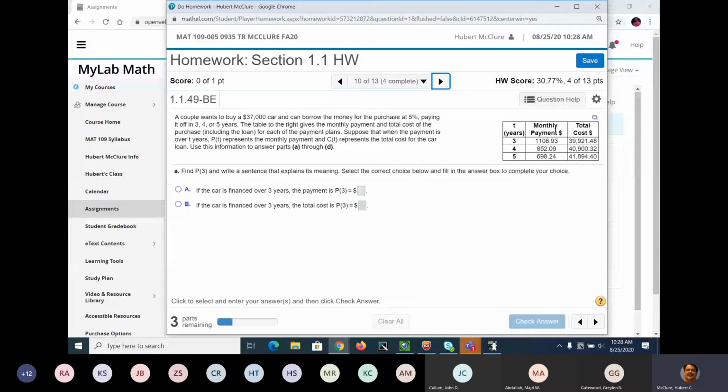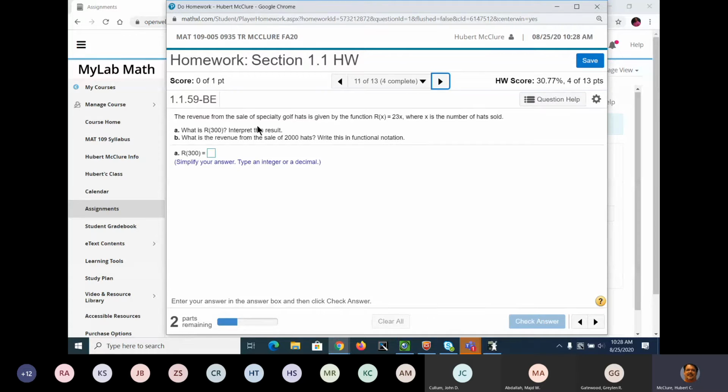Revenue from a sale of specialty golf hats is given by R equals 23x, where x is the number of hats sold. R of 300 means you plug 300 in there. What is the revenue from the sale of 2,000? In that case, you plug in 2,000 hats. So 23 times 300, and then 23 times 2,000. I'm not going to do that. Y'all can do that at your own leisure.